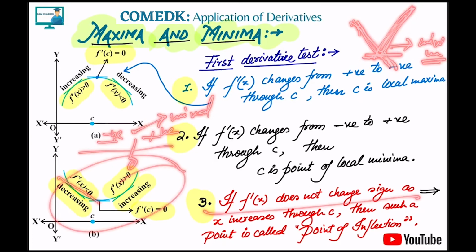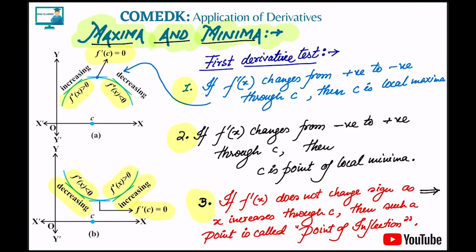Now there will be some points where f dash x does not change sign. That point is known as a point of inflection. If you see y is equal to x cube, here it is positive, here it becomes 0, and again positive. These points are known as POI, point of inflection.